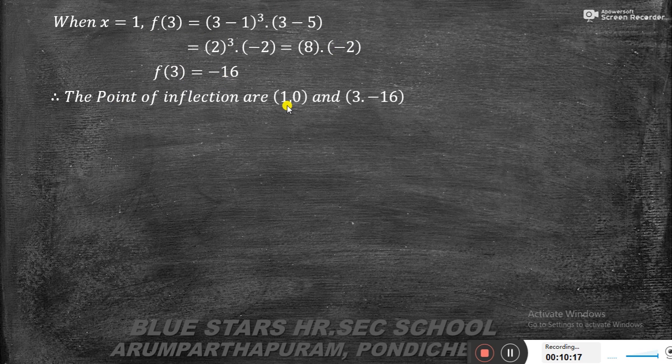So the point is 3 comma minus 16, and next, suppose you substitute x equal to 1, you get the answer 0. f of 1 equal to 0. Therefore the points of inflection are 1 comma 0 and 3 comma minus 16. So from this problem we found the intervals of concavity and the inflection points.